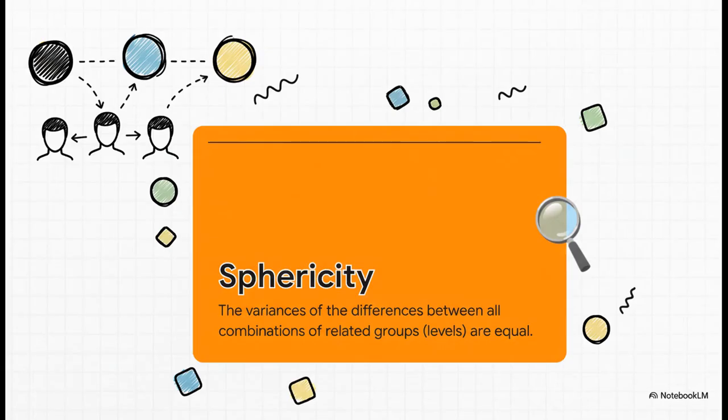I know it sounds super technical, but just think of it like this. Sphericity is basically a consistency check. Imagine you calculate the differences between time 1 and time 2 scores. Then you do it again for time 2 and time 3, and for time 1 and time 3. Sphericity just assumes that the spread, or the variance, of those differences is roughly equal for all the pairs.